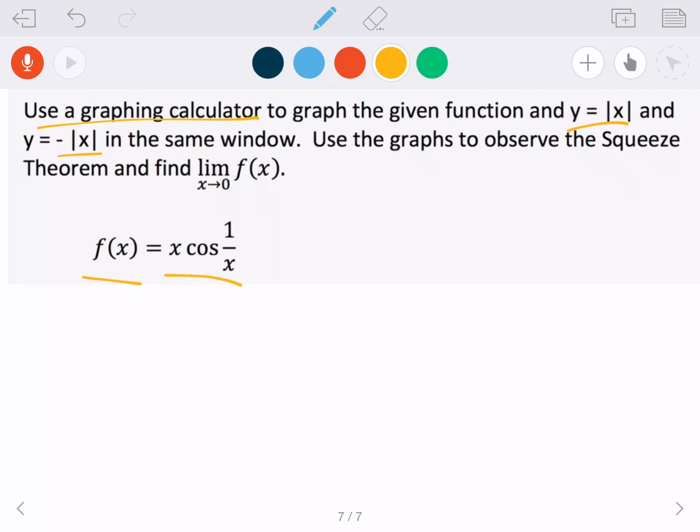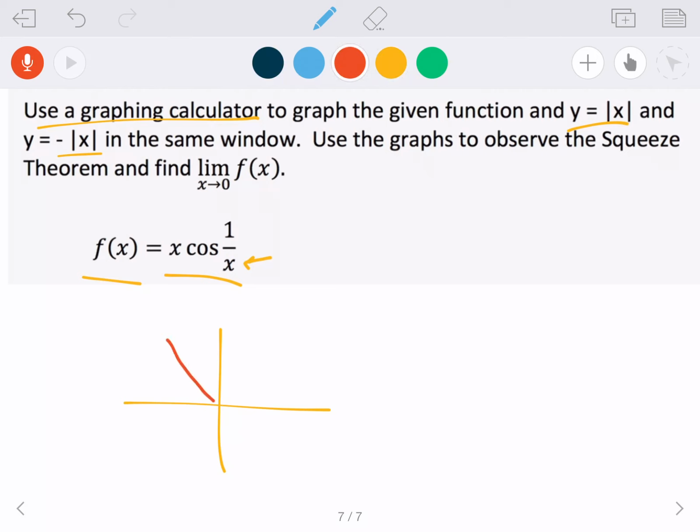This is an interesting function, right? If I just plug 0 into this, I've got 1 over 0 inside my trig function. That's undefined. I can't do it. So I have to use some other method to figure out the limit. And here we're going to use the squeeze theorem. I don't even have to graph it. I know what this is going to be.